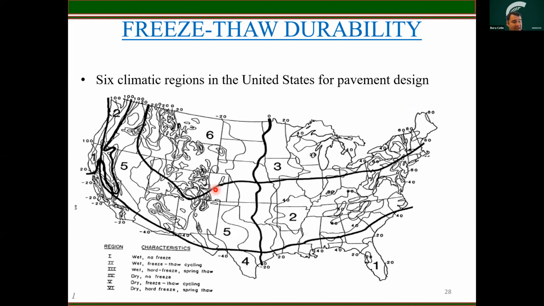And another thing with these recycled materials, we wanted to focus on freeze-thaw durability. This is a map that shows the six climatic regions in the United States for pavement design. The northern plains of the United States have wet, hard freeze, and spring thaw conditions, which is the worst condition that you would like to have. Even with permafrost melting now, Alaska's and Canada's roadway conditions are changing, but the northern plains are good for farming, but they are not good for building roads. And this climatic condition, wet, hard freeze, and spring thaw, causes significant premature failures in pavement systems.